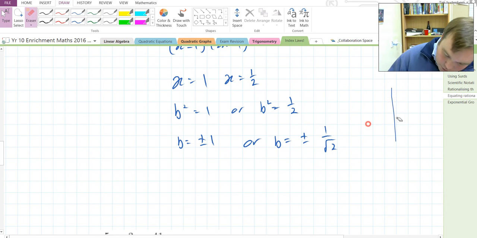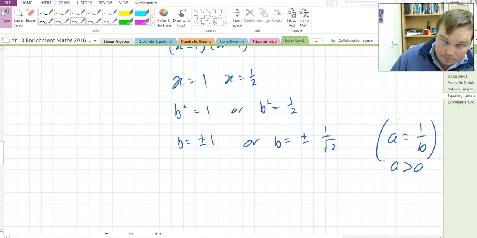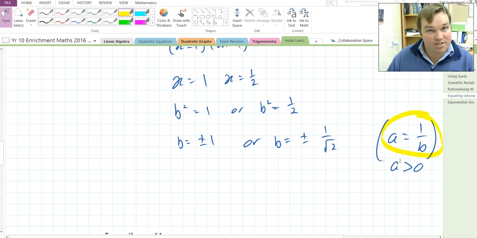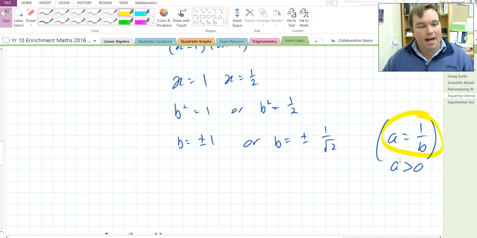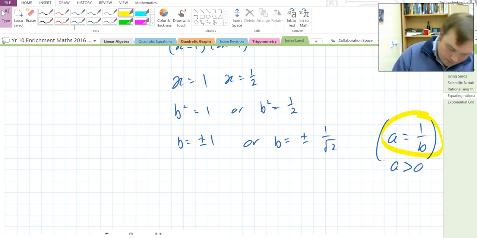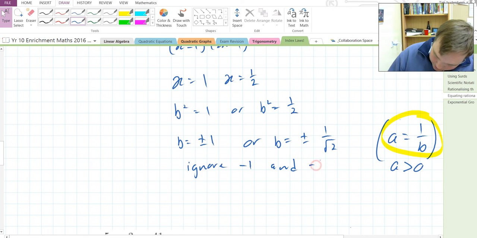Now, let's see what we can do as far as solving for a goes. We'll recall that a is equal to 1 on b. And we'll recall that a is greater than 0. So we're only going to consider solutions where a is bigger than 0. If we substitute a negative for b in, it'll come up as negative for a. So we're going to ignore the negative solutions. So we'll say quite clearly, ignore minus 1 and negative 1 on root 2, as a is greater than 0.